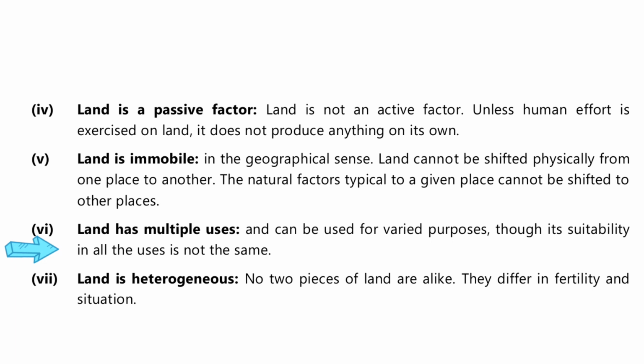The last one is land is heterogeneous. Heterogeneous in the sense its quality or its texture is different from one to another. They may look alike, but no two pieces are the same. They may act according to the place, or they may differ according to the area they are available. The fertility may differ, the texture may differ, their quality may differ. So land is heterogeneous. So these are the properties or characteristics of land, the first factor.